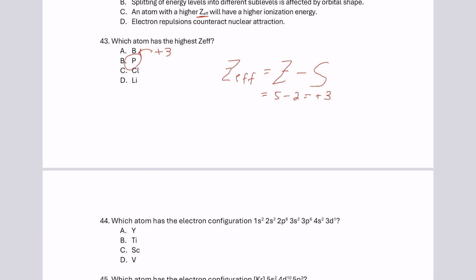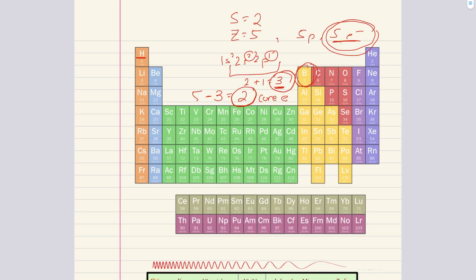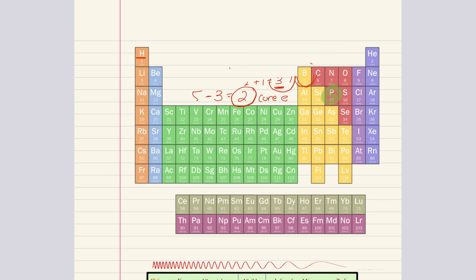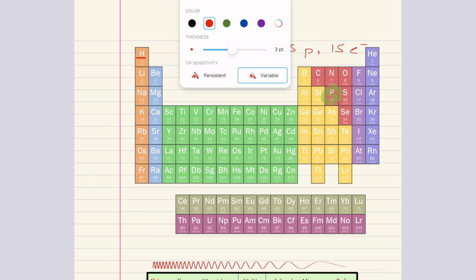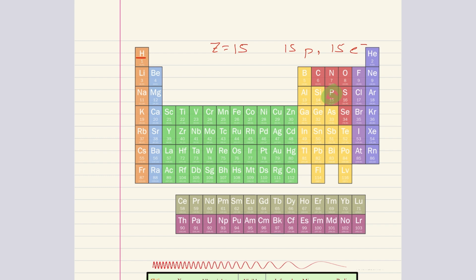Now we could do phosphorus next. That's over here. It has an atomic number of 15. So that means a neutral phosphorus atom has 15 protons and 15 electrons. So our Z value for phosphorus is 15. Now, from these 15 electrons, we need to figure out how many of them are valence electrons and how many of them are core electrons. And to do that, we need to write the electron configuration for phosphorus. We can do it using the noble gas notation. So neon, 3s2, 3p3.